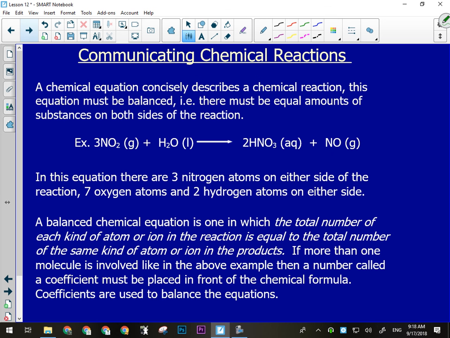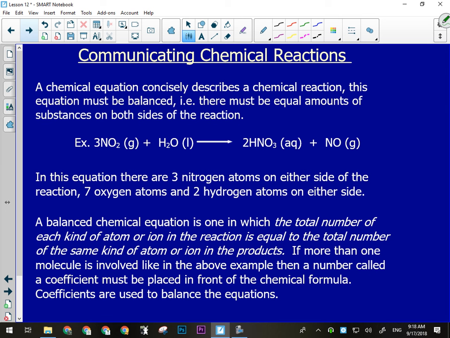All right, when we communicate a chemical reaction, it has to be balanced. We have to obey the law of conservation of mass. Okay, so there have to be equal amounts of substances on both sides, and that can get tricky when there's a lot of rearrangement going on, because then it gets hard to track where everything goes. So in this reaction here, I've got 3 nitrogen dioxide molecules reacting with 1 molecule of water. That's producing 2 molecules of hydrogen nitrate and 1 molecule of nitrogen monoxide.